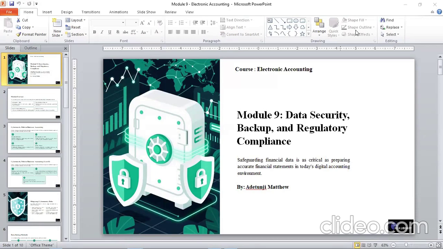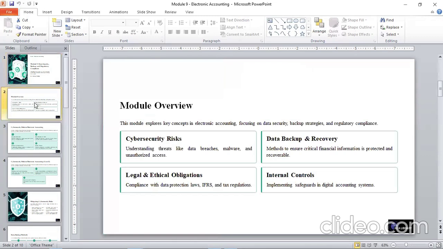This is the ninth module. We are gradually coming to an end, and we'll be discussing data security, backup, and regulatory compliance. Safeguarding financial data is as critical as preparing an accurate financial statement in today's digital environment. That is why it is very important that we look into this part of electronic accounting.